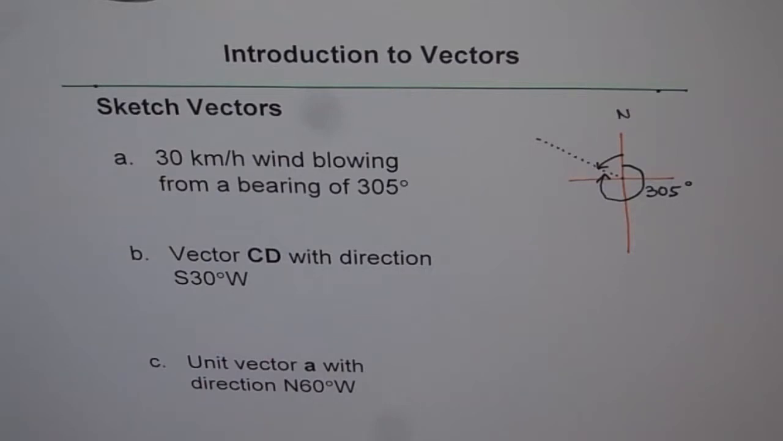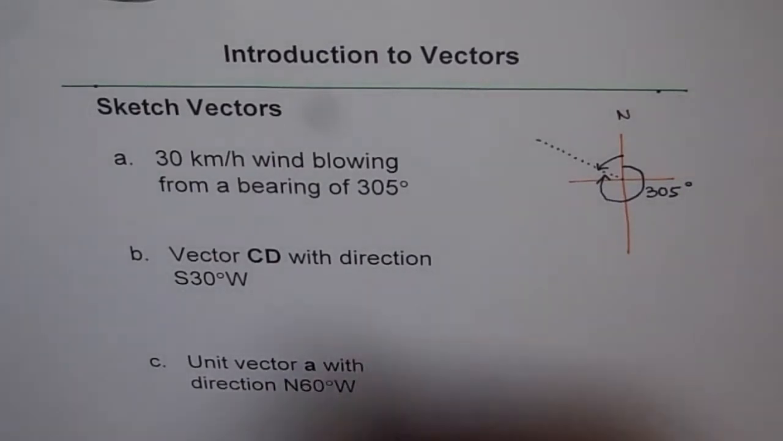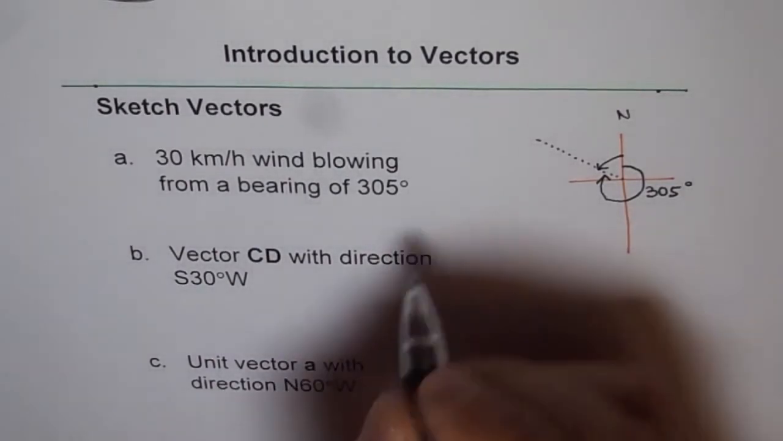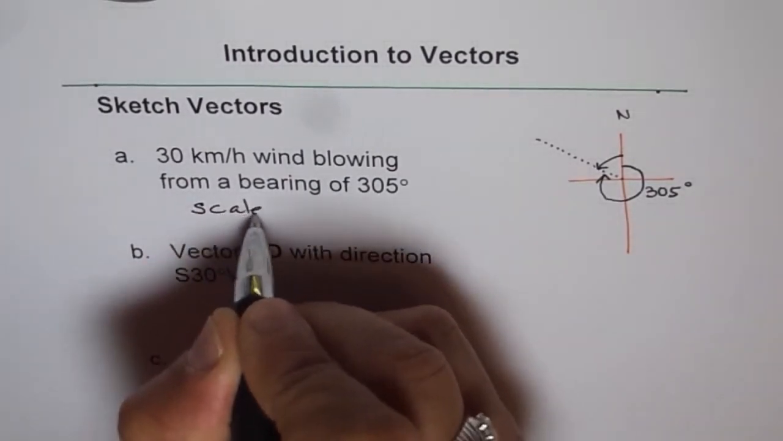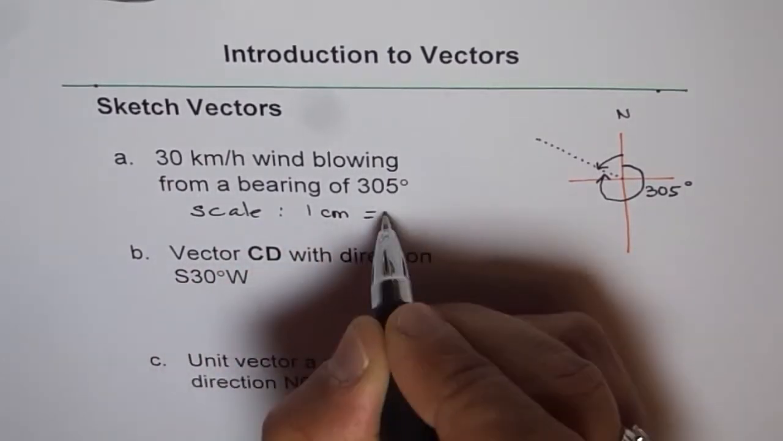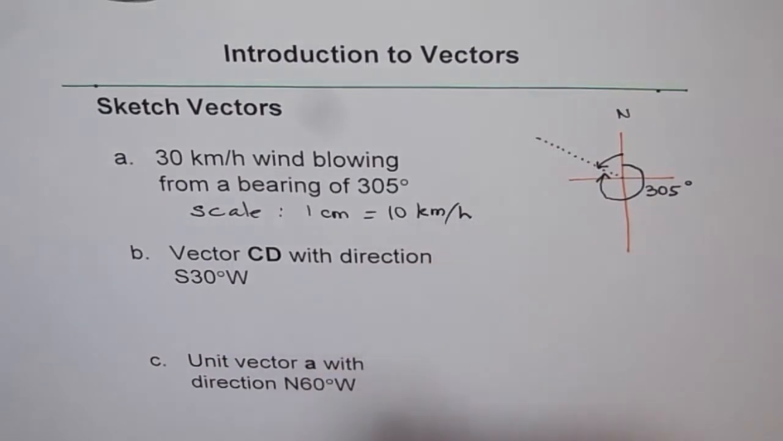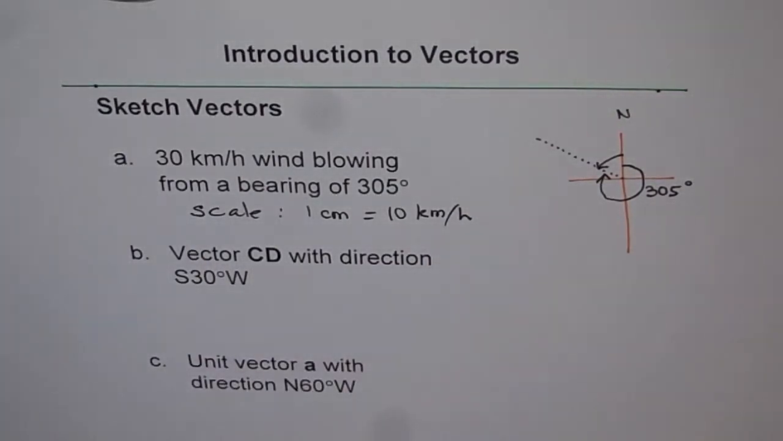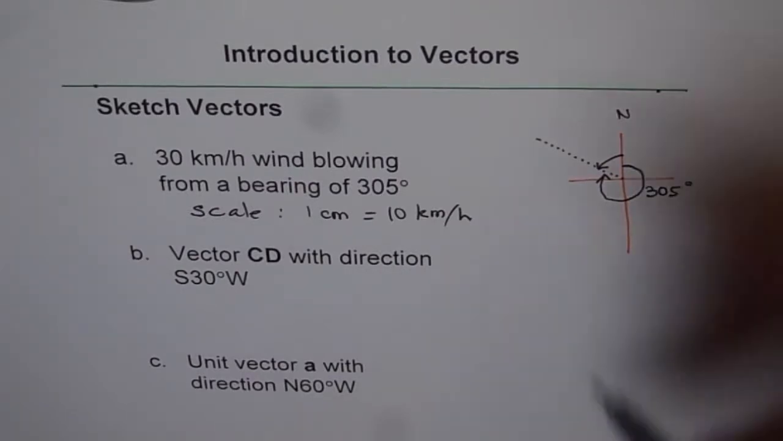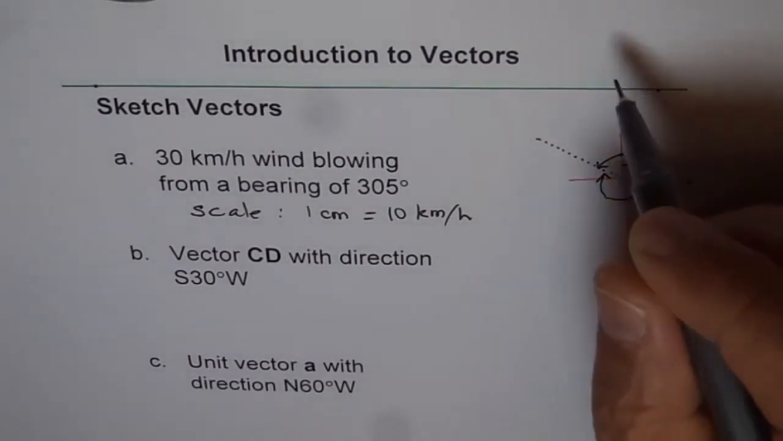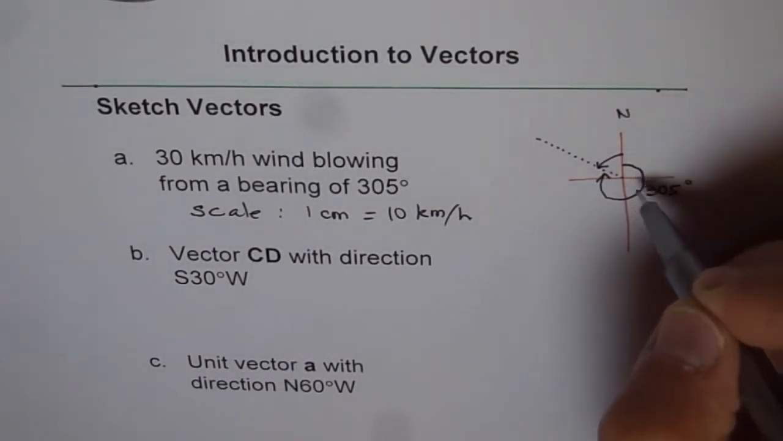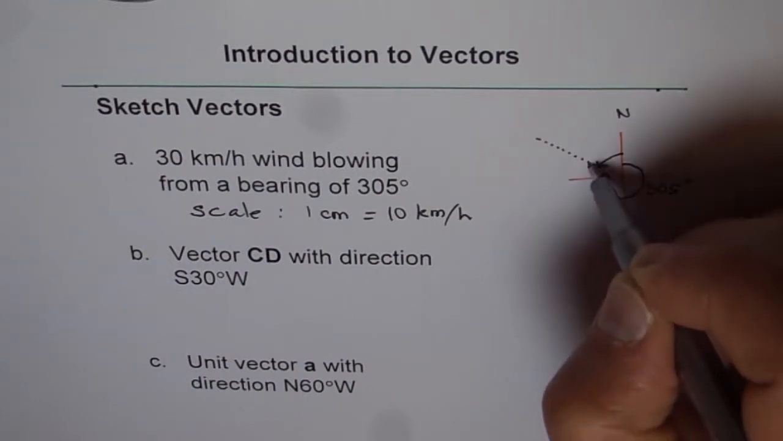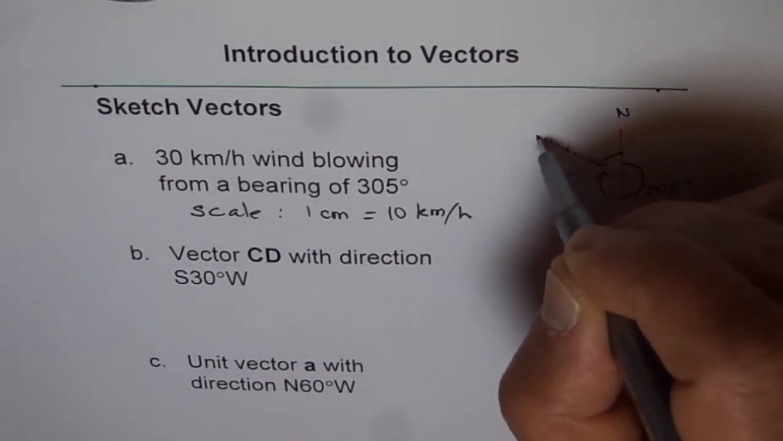Now the second part to this is 30 kilometers per hour. Now 30 kilometers is the magnitude, and to represent the magnitude we should have a scale, right? So let's have a scale. So we'll define a scale here for us. Scale, let 1 centimeter equal 10 kilometers per hour. That means 30 kilometers means 3 centimeters, right? So let's choose 3 centimeters on our scale. You have to really take a scale and measure it, but I'm doing it approximately for you. Now here, let's say 1 centimeter, 2 centimeter and 3 centimeter.